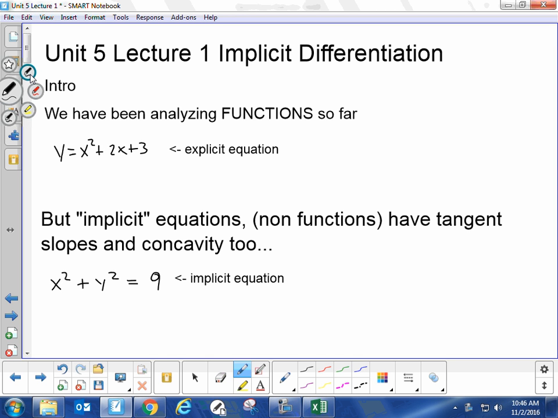But implicit equations, which are non-functions, where if we plug in an x, it's not easy to find a certain y, or we could have multiple y's, they have tangent slopes and they have concavity too. This is a situation where we have x's and y's equal to numbers, or x's and y's on both sides of the equation, where y is not easily solved for. Now, yes, you can solve for this, but we'll see some other equations where y is not easily solved. And these equations are the equations that kind of show things in our universe. Not all functions are what is universal.